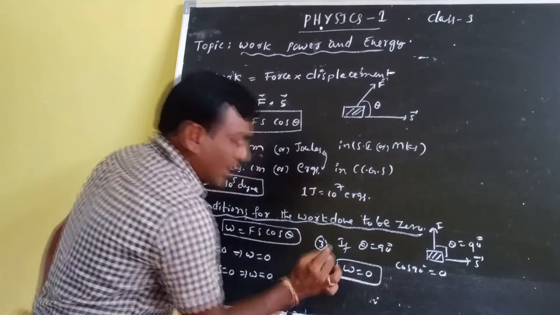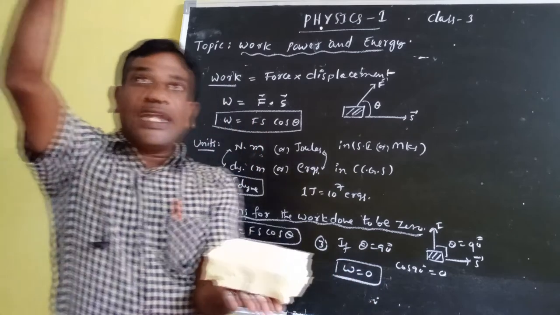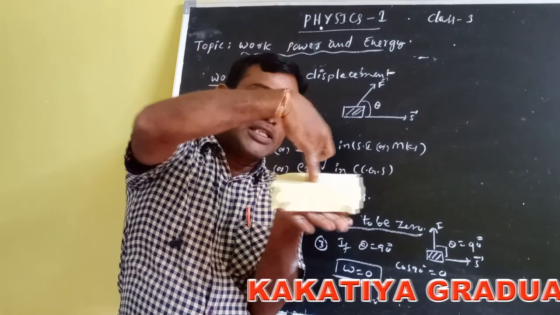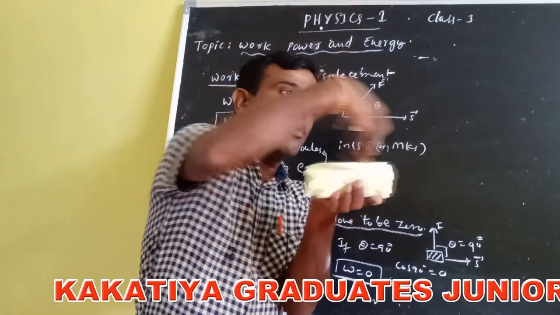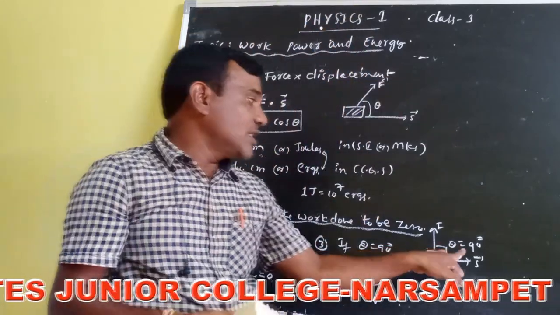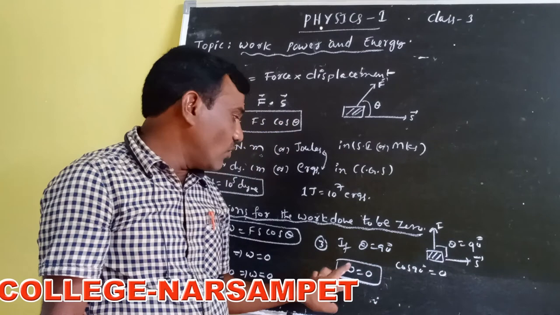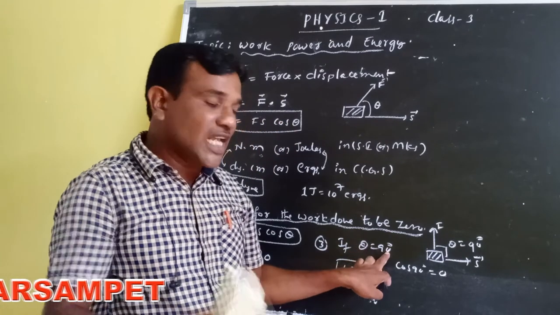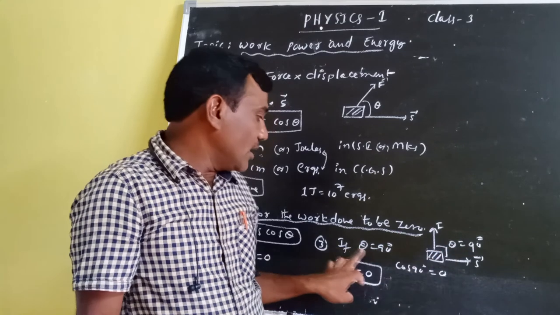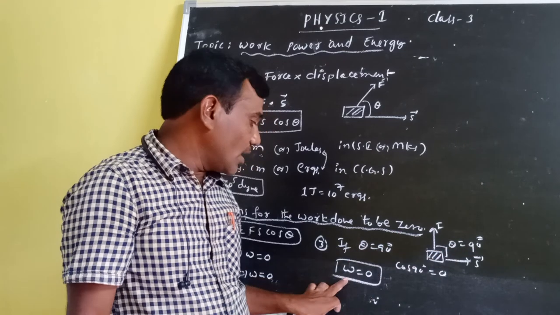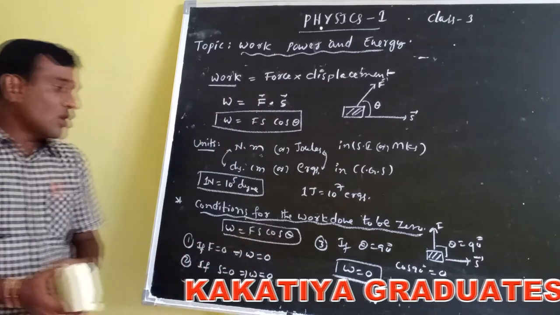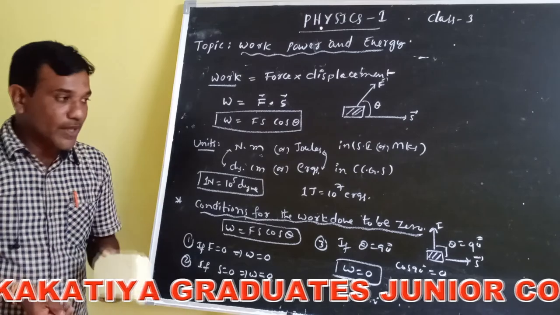Now, it is one body. If I observe this, the force direction and the displacement direction are perpendicular to each other. Whatever the angle theta is, it is equal to how much? 90. The angle between force and displacement is equal to 90. Then if theta is equal to 90, the work done is 0, because the cos 90 value is equal to 0 from this formula. These are the conditions for the work done to be 0.